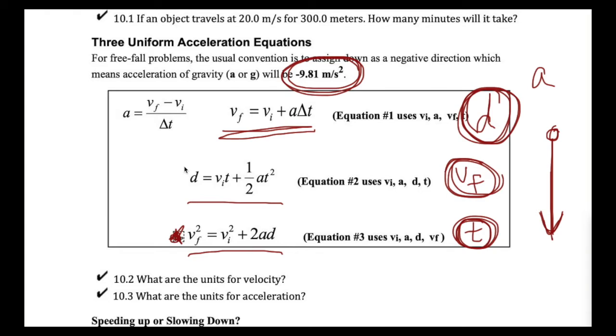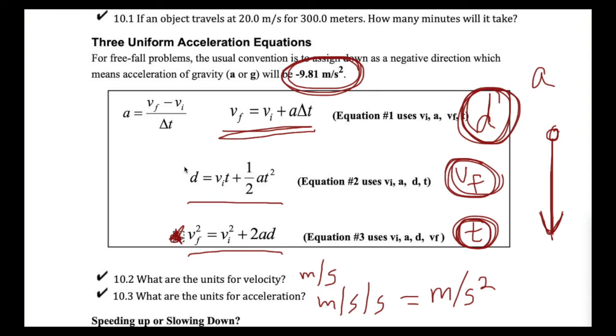Okay, so 10.2, what are the units for velocity? They are meters per second. What are the units for acceleration? The way we usually write that is meters per second squared. Speeding up, slowing down, you can watch the videos on that. Okay, so we're going to do some problems here.